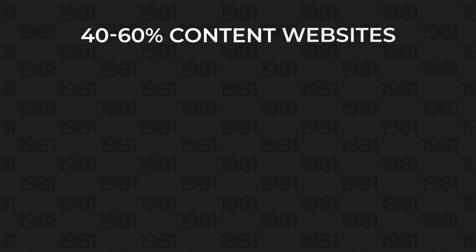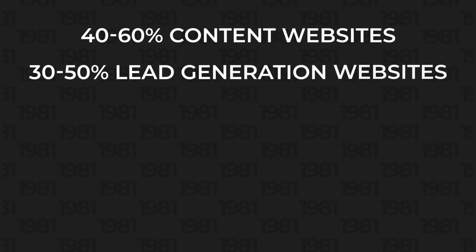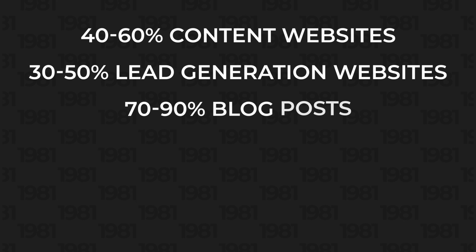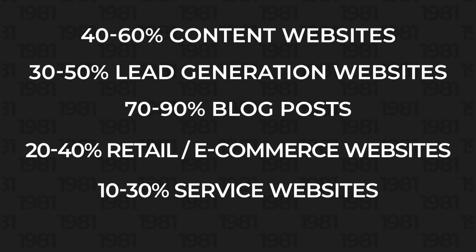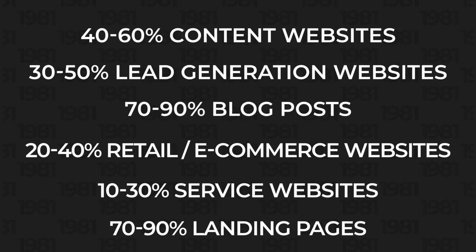Bounce rate is a key indicator for Google's placement, but there isn't a specific percentage your site needs to be hitting. Each industry has a different standard, and HubSpot has compiled a list that shows average bounce rates across different types of sites. Take these numbers with a grain of salt, but they could offer some insight into page performance. 40 to 60% for content websites, 30 to 50% for lead generation websites, 70 to 90% for blog posts, 20 to 40% for retail or e-commerce websites, 10 to 30% for service websites, and 70 to 90% for landing pages. If your bounce rate currently isn't lining up with your industry benchmark, don't fret. Bounce rate is something that can be worked on continuously, and we have a few ideas on where to start.